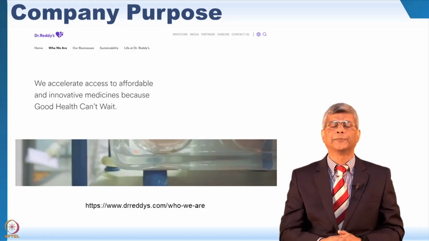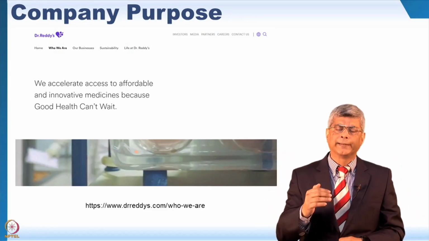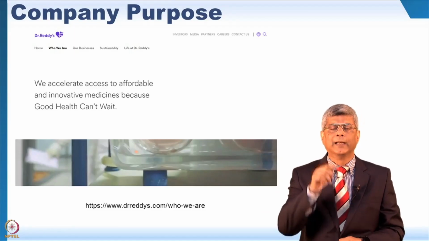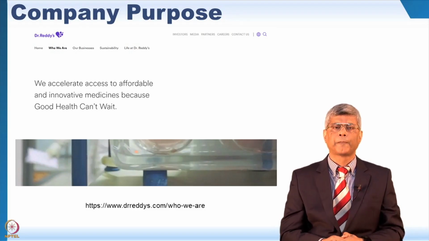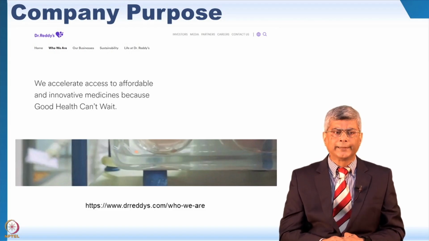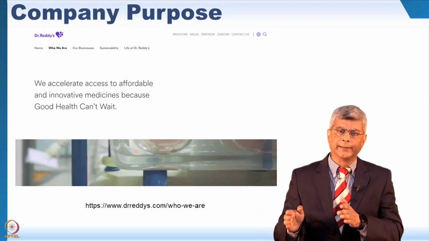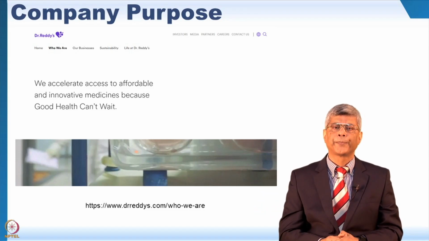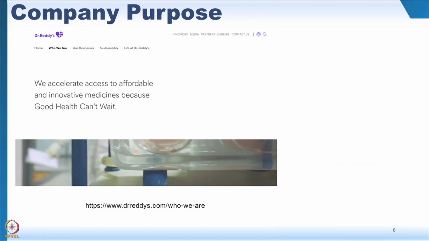The one on the screen is for Dr. Reddy's, one of the most famous, biggest, successful pharma companies in India. Let's see how they've defined their purpose. And if you read on the screen, it doesn't say we sell medicines. It says we accelerate access to affordable and innovative medicines because good health cannot wait. Imagine how inspiring it is. Good health can't wait.